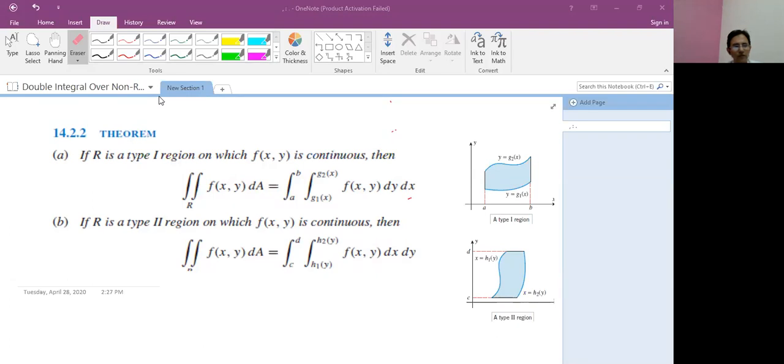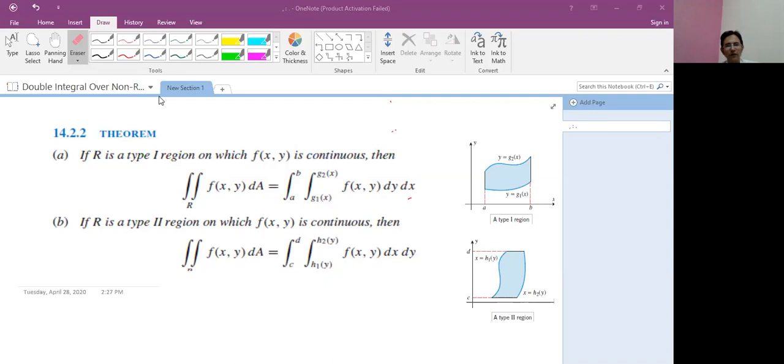So when we apply the theorem, it says that if R is a type 1 region on which the function f of xy is continuous, then the double integral over R of f of xy dA is the integral from a to b, integral from g1 of x to g2 of x, f of xy dy dx. And for a type 2 region, if R is a type 2 region on which f of xy is continuous, then the double integral over R of f of xy dA is equal to the integral from c to d, integral from h1 of y to h2 of y, f of xy dx dy.